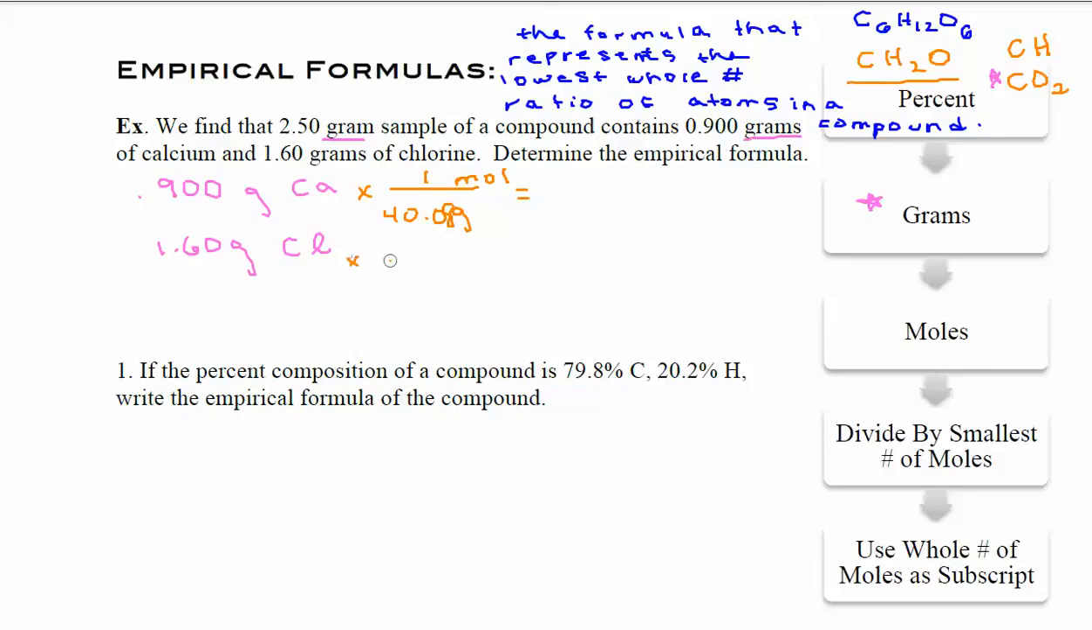I'm going to do the same thing for chlorine. Grams on bottom, moles up top. The average atomic mass of chlorine is 35.45 for every 1 mole. And now I just need to calculate this. So pull out your calculator. If I take 0.9 grams of calcium divided by 40.08 grams, I get 0.0225 moles, rounded. Here I take 1.6 divided by 35.45, and I get 0.0451.